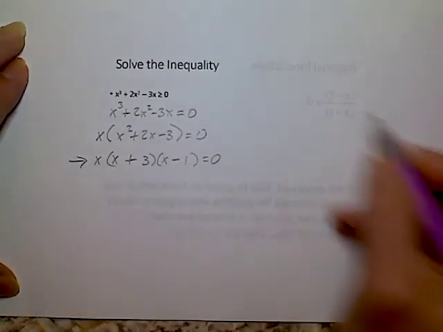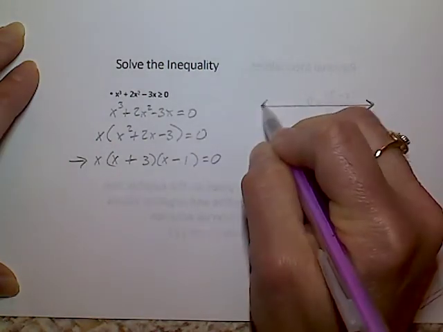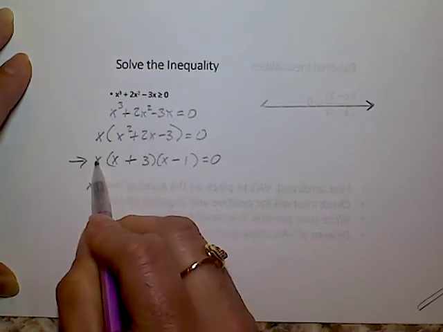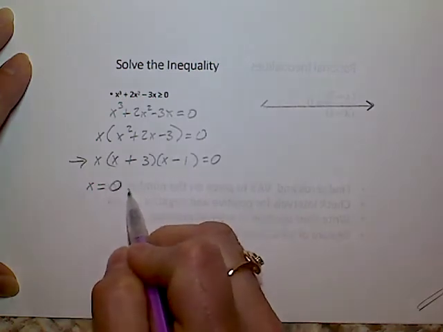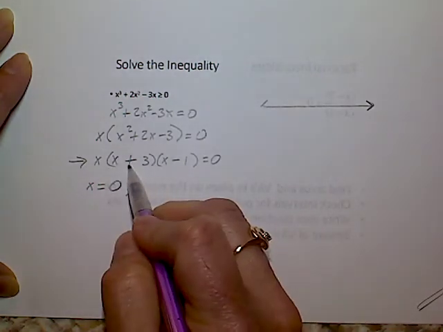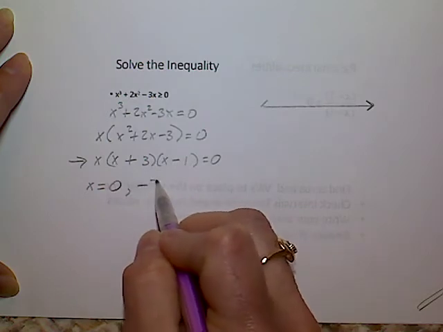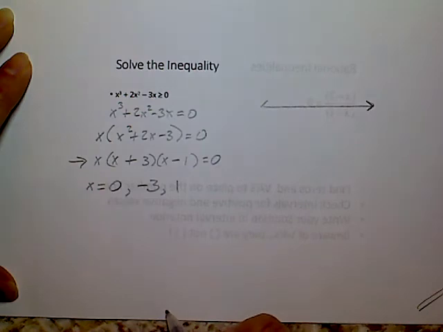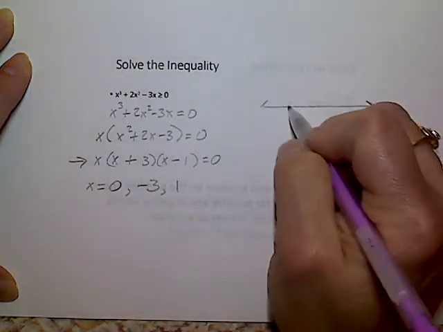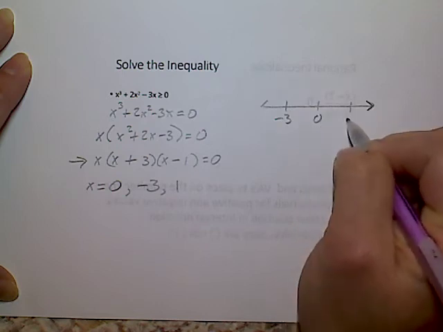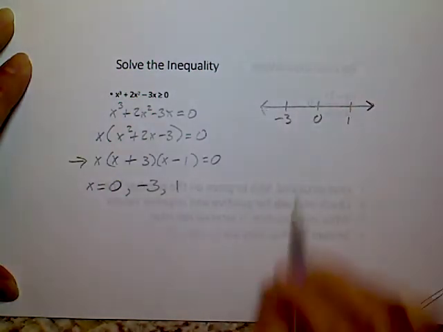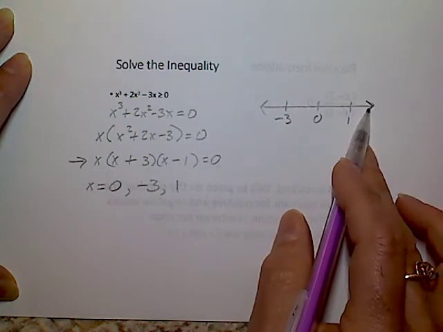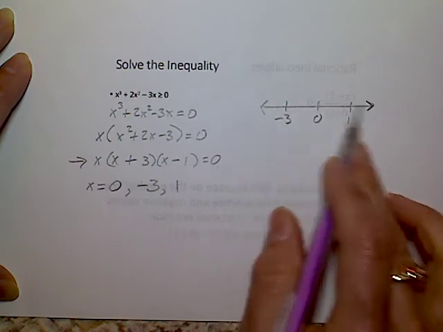This is what I'm going to use to do my checking. On your number line, we're going to put all of our zeros. This x equals 0 gives me 0. No multiplicity. This x plus 3 equals 0 gives me negative 3. And x minus 1 equals 0 gives me positive 1. These are my zeros. Put them all on the number line. Now we're going to check numbers in each of those 4 intervals. You just broke it into 4 pieces. I have to check 4 different numbers.